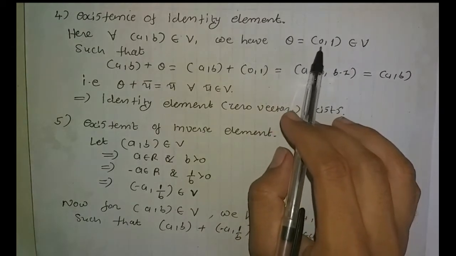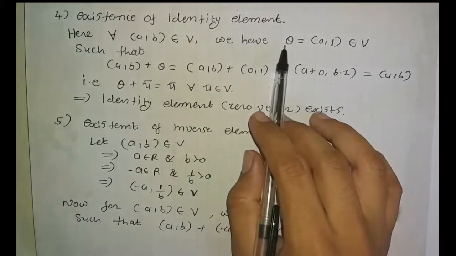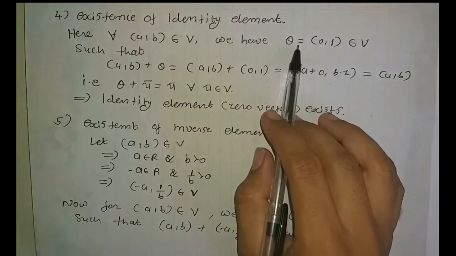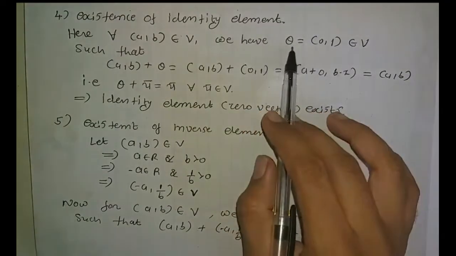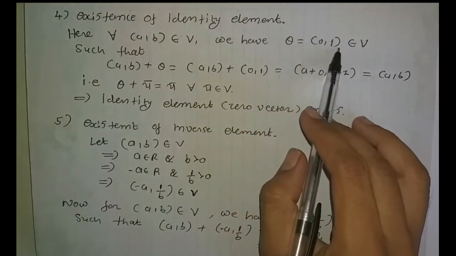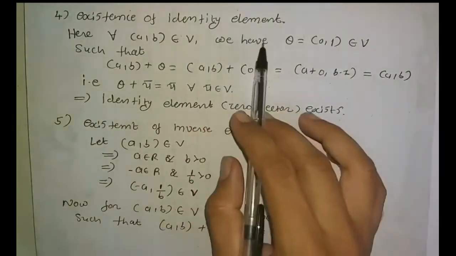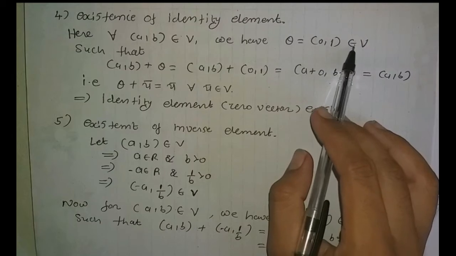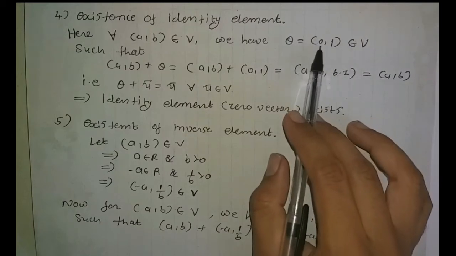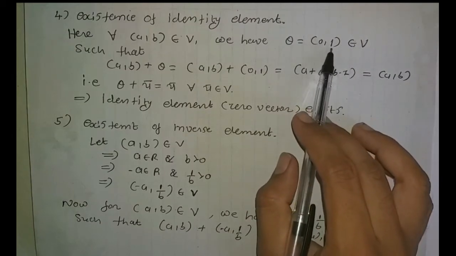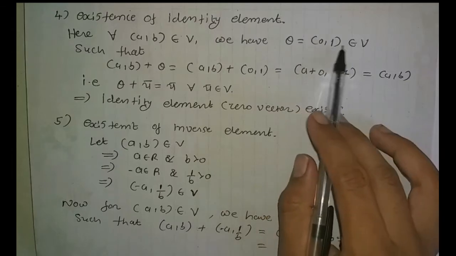It is all about practice. As you solve more examples, you can easily understand how we consider theta equal to (0, 1). So first of all, for all (a, b) belonging to V, we have theta equal to (0, 1) belongs to V, because 0 belongs to R and 1 greater than 0 satisfies the property of set V.